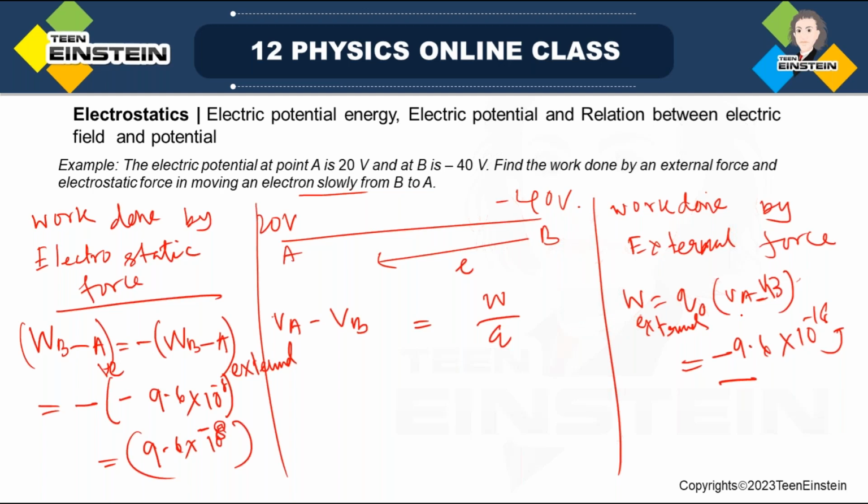When a negative charge moves from a lower potential to higher potential, the work done by the electric force will be positive. When a positive charge moves from lower potential to higher potential, then it will be negative work done. So this is the thing we have seen here. Okay, so we'll just move on to the next topic.